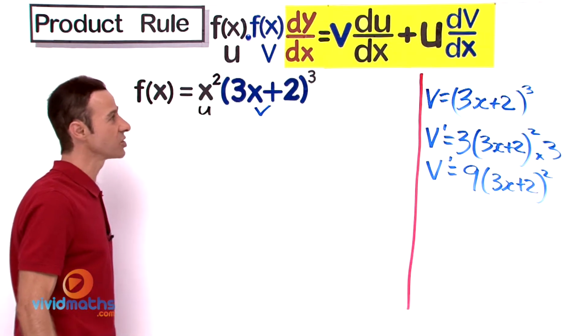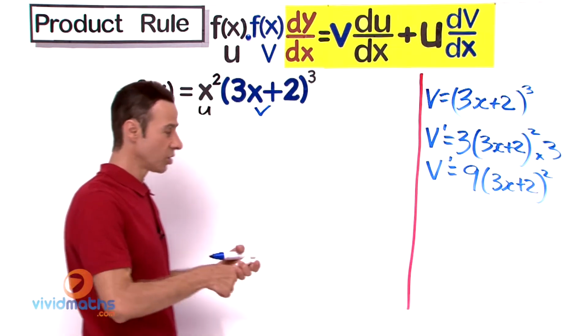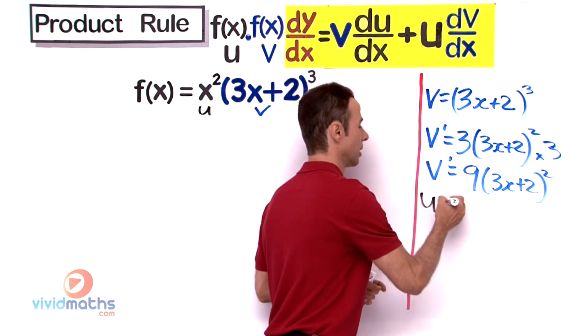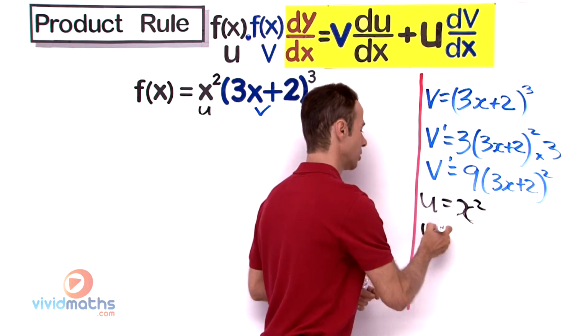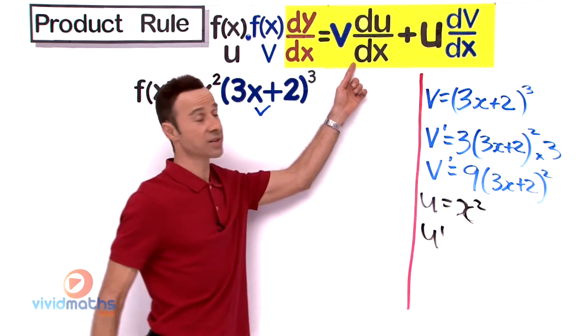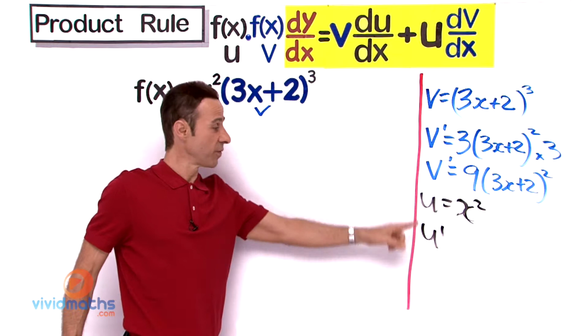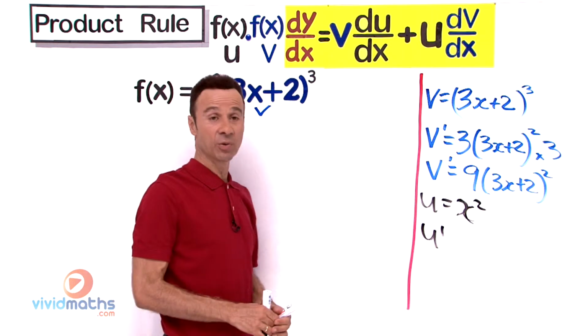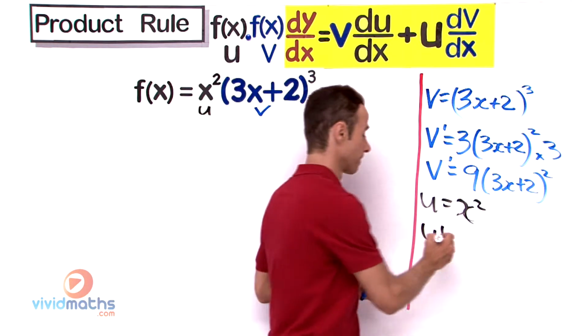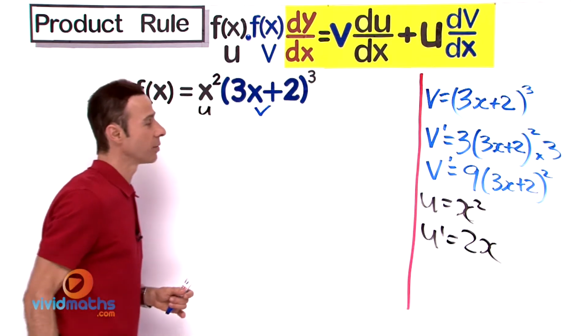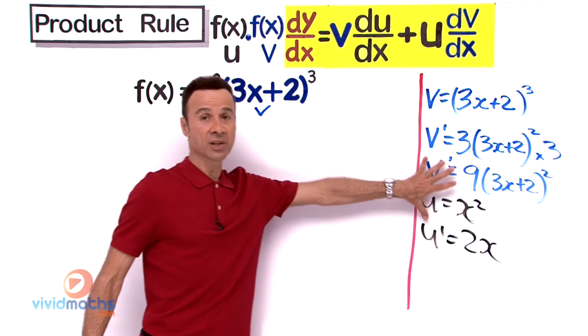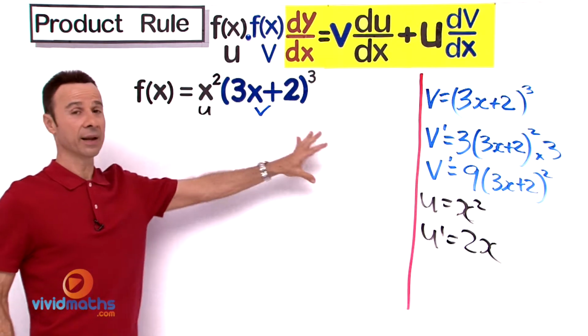Okay, now that we've got that, let's go to the u on the left-hand side. u is simply x squared, and u dash, which is du dx in black, is the derivative of x squared, which is 2x. Okay, now we can substitute them into the product rule.